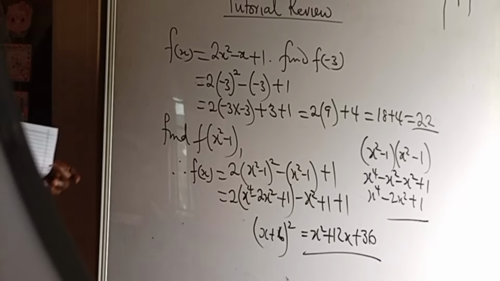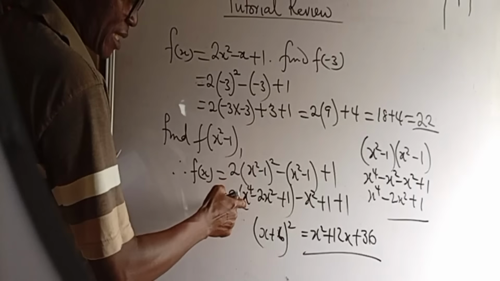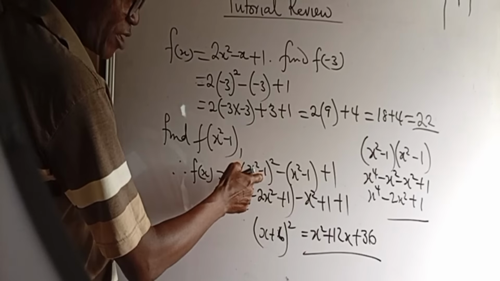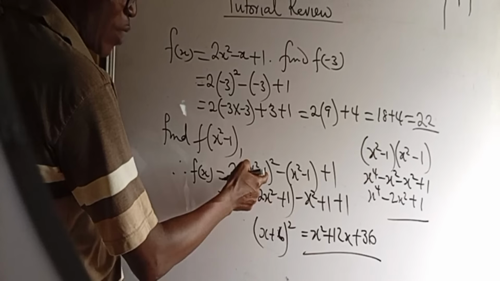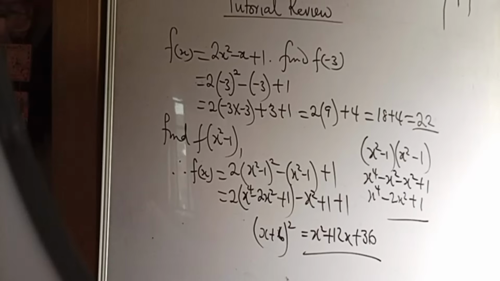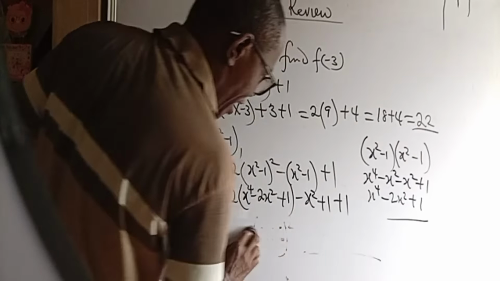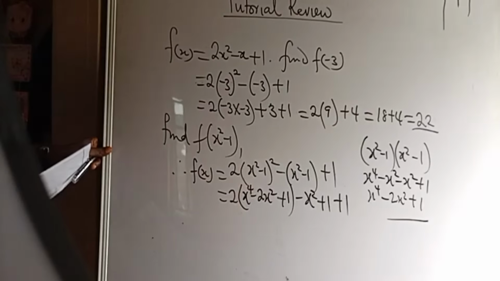That's the method. So in this case, the square of x squared is x raised to power 4. Then x squared times minus 1, that's minus x squared, times 2, that's minus 2x squared. Then minus 1 squared will be plus 1. So that is how I did that. It's a shorter way of solving expansion problems.